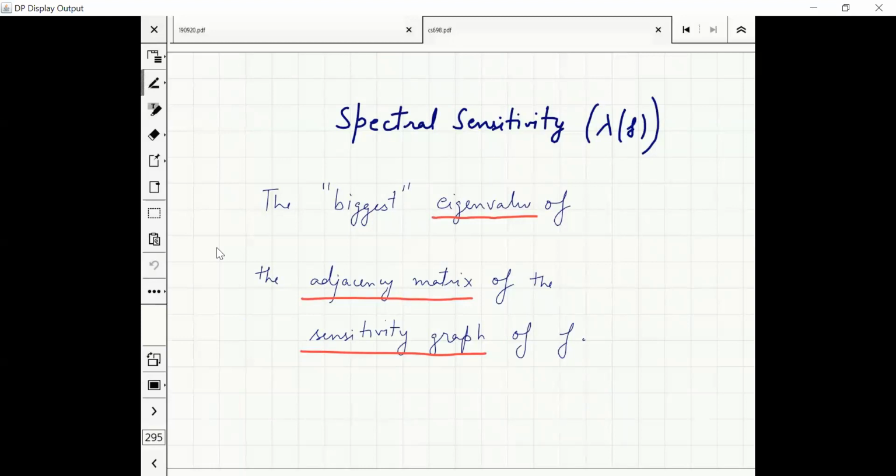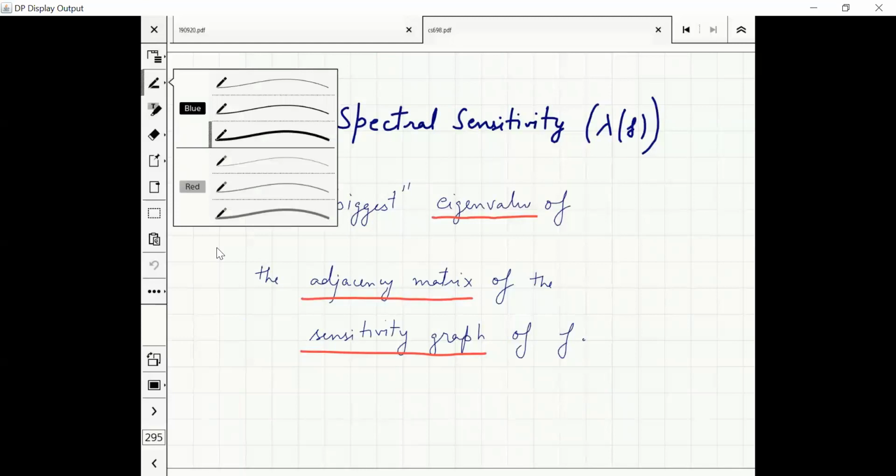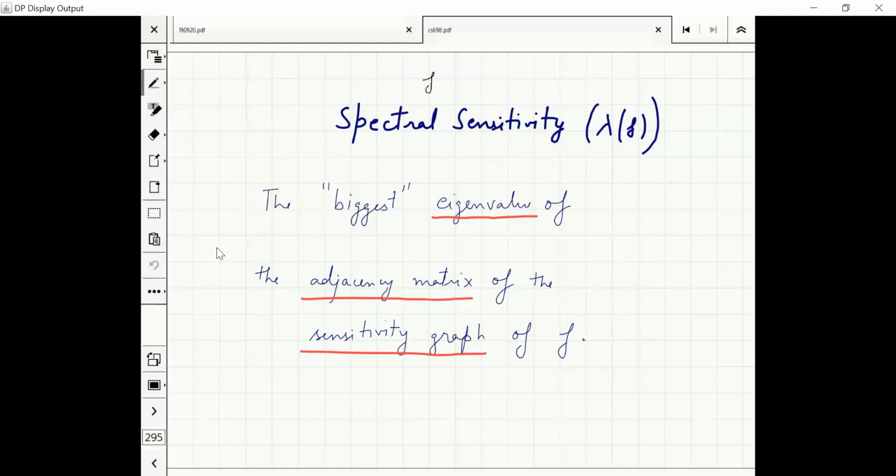I can define the spectral sensitivity of the function. For any Boolean function, how do I define the spectral sensitivity? I just create the sensitivity graph and find the biggest eigenvalue of the sensitivity graph. When I talk about the eigenvalue of a graph, I mean the eigenvalue of its adjacency matrix.